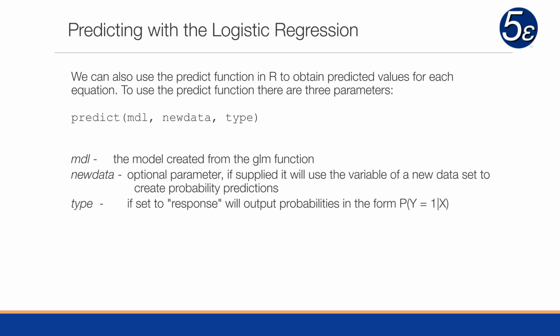We use the predict function in R to obtain predicted values for each equation. To use the predict function, there are 3 parameters. Model, which is the model that we just ran, and newdata, which is an optional parameter, but if we supply it, it will use the variables of a new data set to create probability predictions, and the type. If we set type equals response, it will output the probabilities in the form of P(y equals 1 given x). In other words, it's going to give us the actual probability.